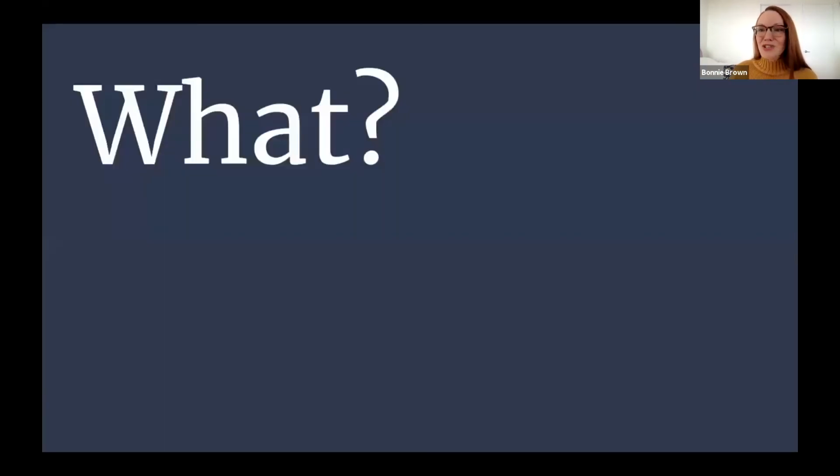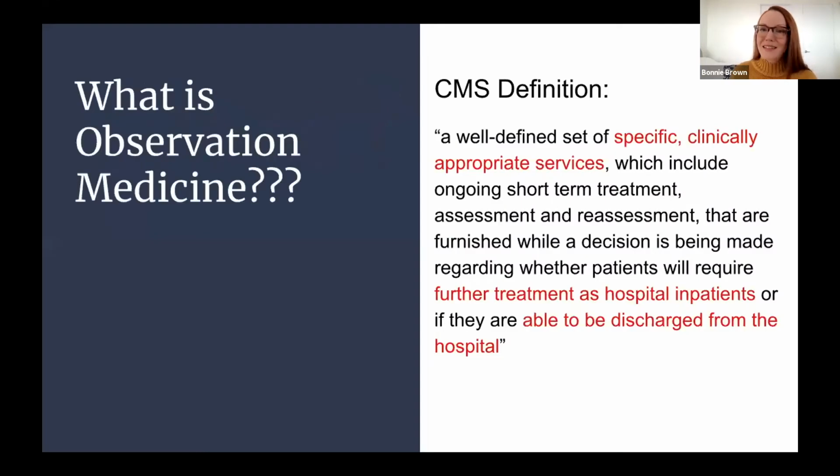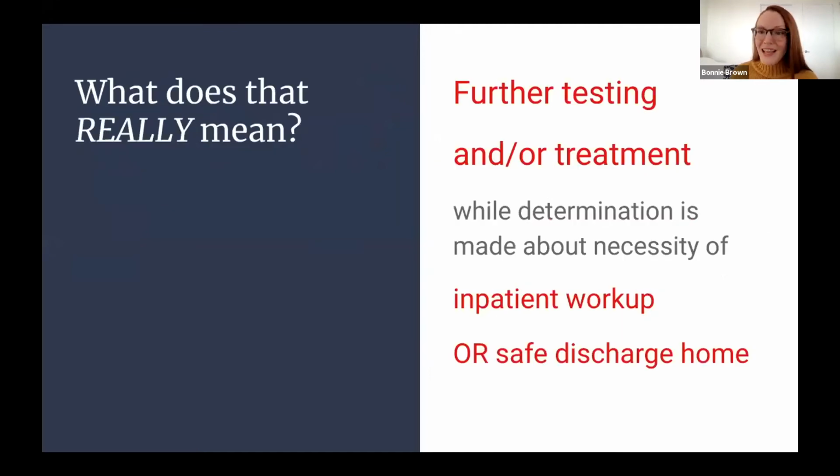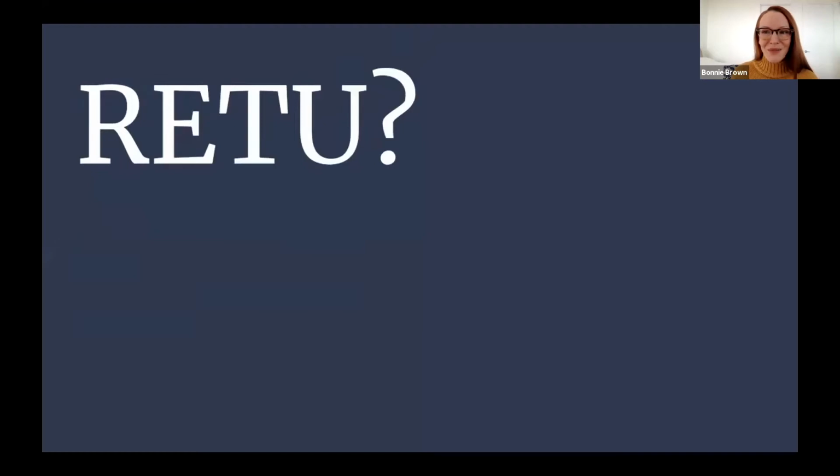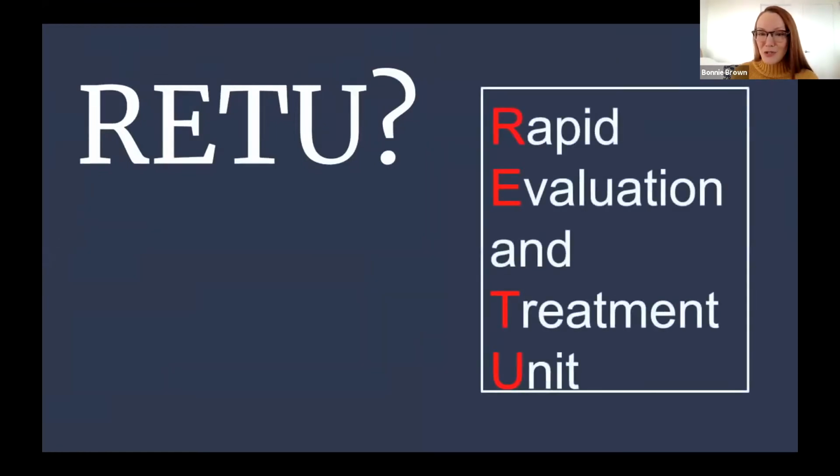All right. So what is observation medicine? CMS has a very long and wordy definition, but what it really means is observation is a place for patients to go for further testing and or treatment while the determination is made about the necessity of further inpatient workup or treatment, or if they're safe to discharge home. So RE2, that is the Rapid Evaluation and Treatment Unit. That is what my observation units are called. You might work somewhere where they're called CDU, or clinical decision units, or chest pain units, or short stay units, or just the OBS unit, but it all is the same thing for observation status.